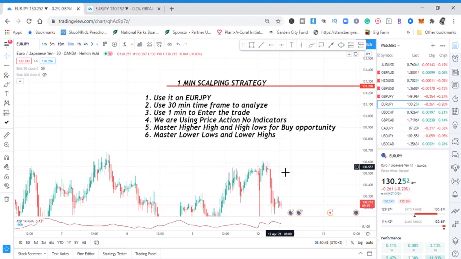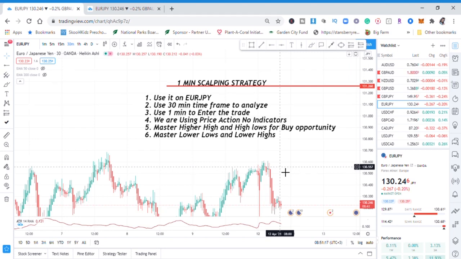So our 1 minute scalping strategy has the following. First of all, I've tried this strategy on some pairs. I love trading GBP AUD, GBP USD, GBP JPY, but it seems this strategy sometimes does not respect these pairs. But when I try this strategy on Euro JPY, I find that it's going smoothly. So first try it on Euro JPY.